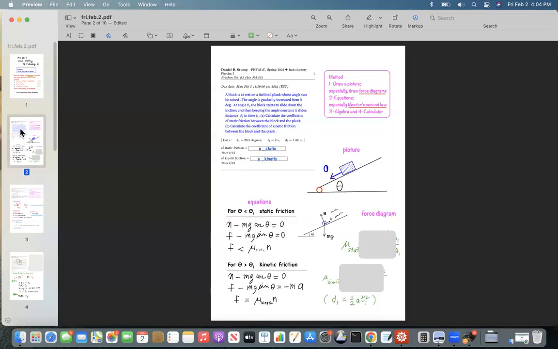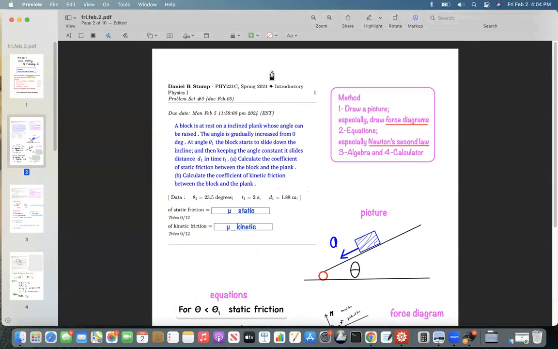So let's take a look at an example problem. So here's a problem. This is actually one of the problems in the problem set, which is due Monday. A block is at rest on an inclined plane whose angle can be raised. So the angle is gradually raised from 0 degrees. At a certain angle, the block starts to slide down the incline. It won't slide down the incline when I first raise the angle by a small amount because there's friction. The friction will hold it up.